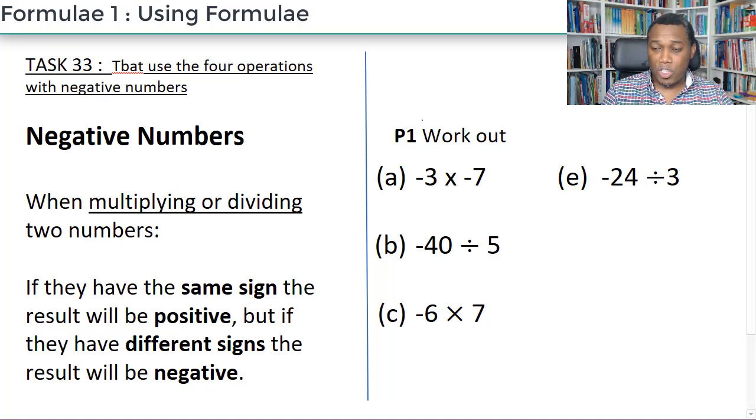So you had your moment. You should have paused. You should have had a go. That's what was supposed to happen. I'll work out 7 times 3 is 21. The signs are the same, so the answer is going to be positive. It's going to stay as 21.